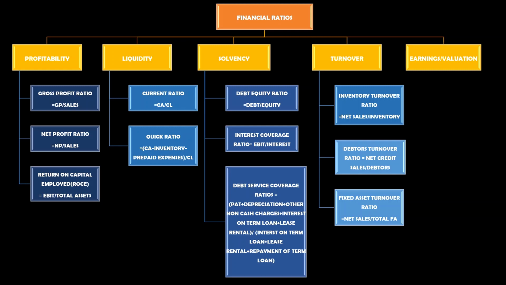Inventory turnover or stock turnover measures how fast the inventory is moving through the firm and generating sales. It is defined as net sales upon inventory. The inventory turnover reflects the efficiency of inventory management. The higher the ratio, the more efficient the management of inventories.